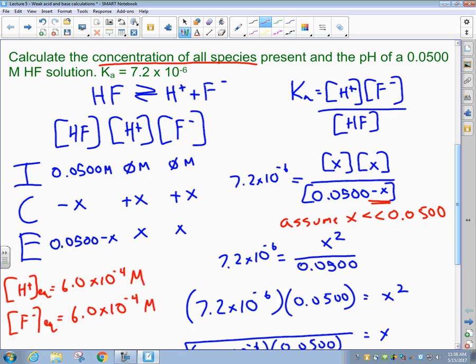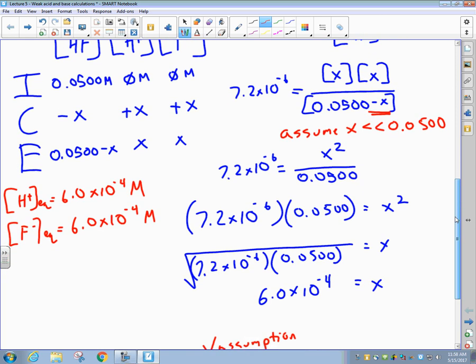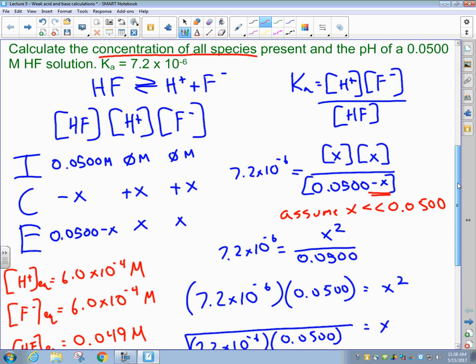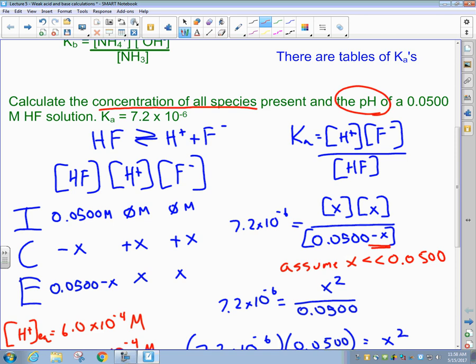Then we will subtract that number from the 0.0500, and we're going to get, for my HF at equilibrium, 0.049 molar. The last step that we need to do is the problem also asks us to calculate the pH.